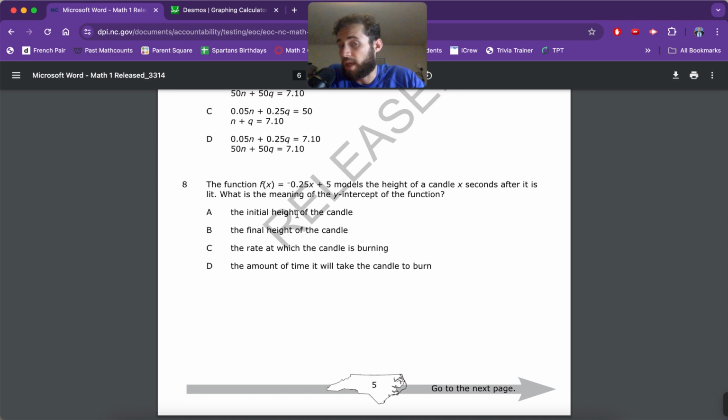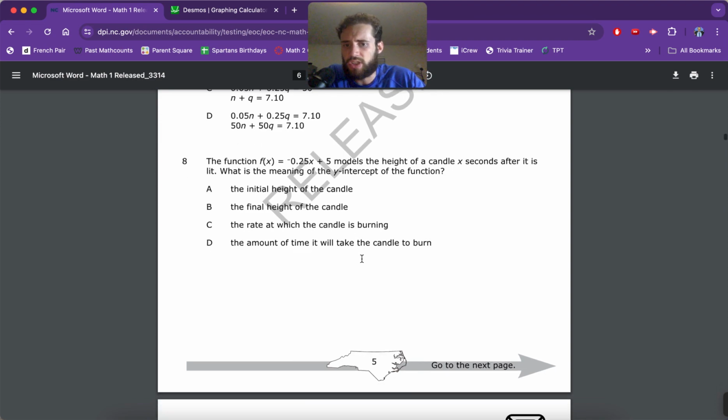So that would be when y is 0. So if you wanted to find out how much time it takes for the candle to burn, you would set this part equal to 0. But they're saying the y-intercept, which is when x is 0. Okay, so A is your answer there.